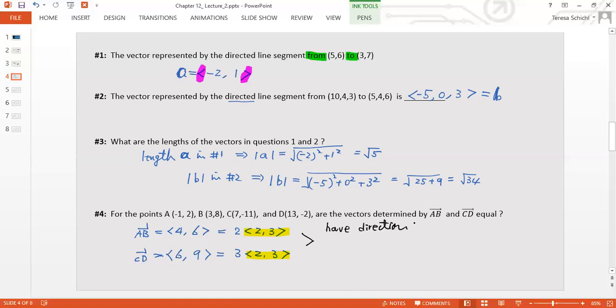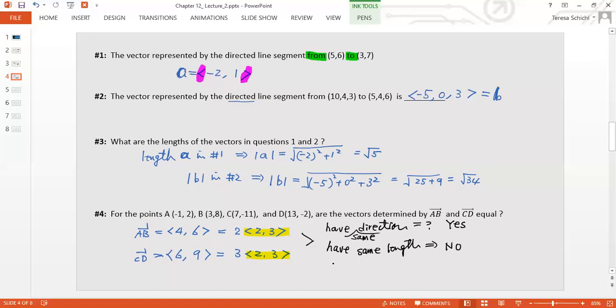So do they have the same directions? The answer is yes, right? Because they only differ by a constant, but they all go in the 2, 3 direction. But do they have the same length? Well, no. One is 2 times and one is 3 times, so no.